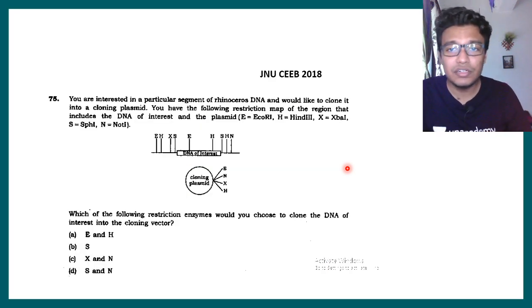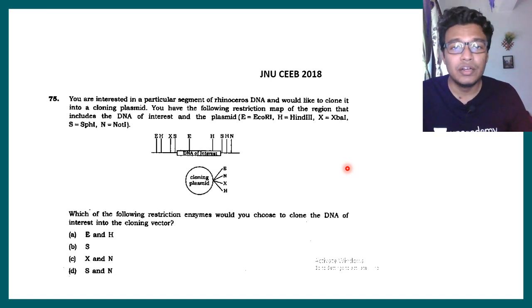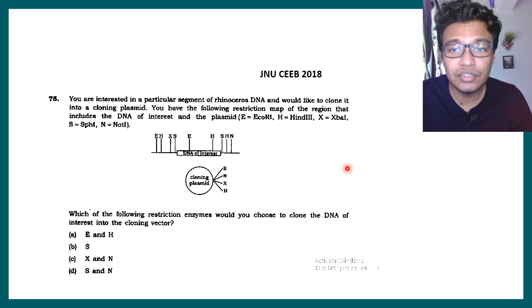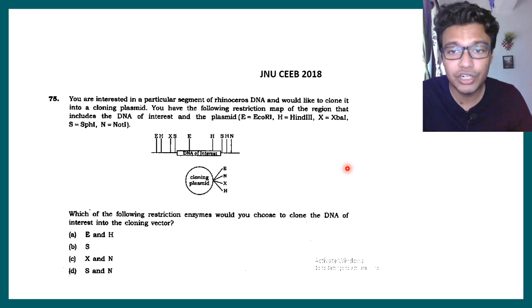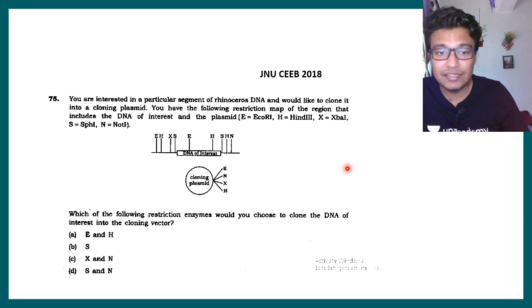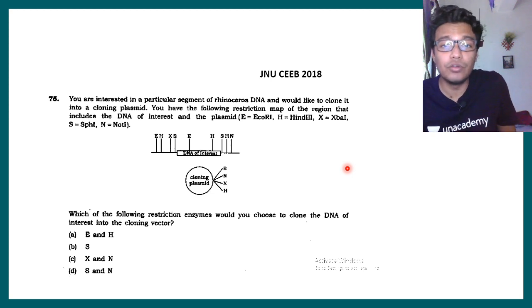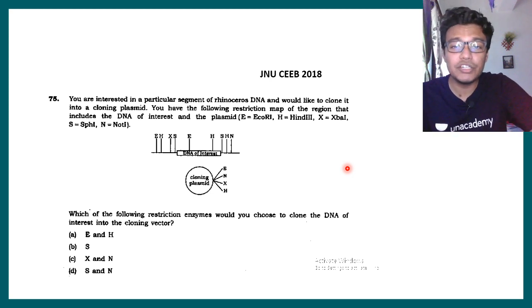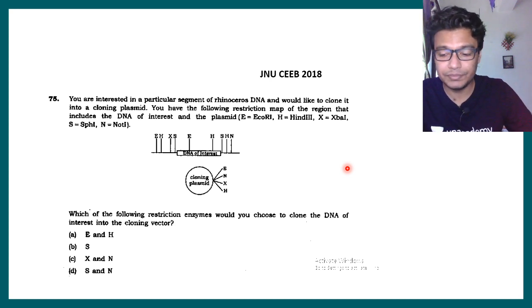Okay, in the same year there was another question which says you are interested in a particular segment of rhinoceros DNA and would like to clone it in a cloning plasmid. You have following restriction map for the insert DNA and for the plasmid, and you have a tons of restriction enzyme choice. Question is, which of the following restriction enzyme would you choose to clone the DNA of interest into the cloning vector? So what would be the proper combination of restriction enzyme with which you would cut the vector as well as your insert, right? So you have to understand that part.